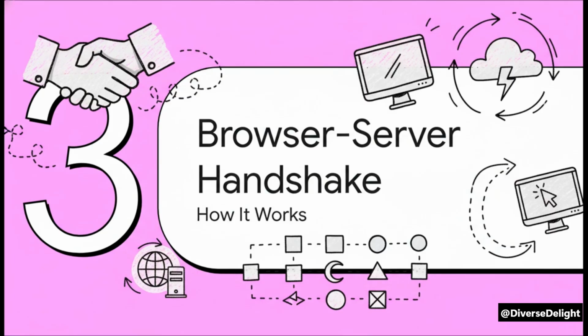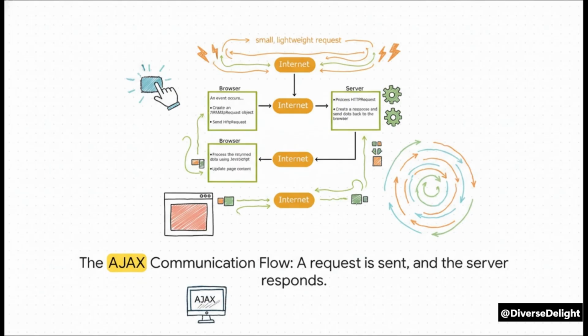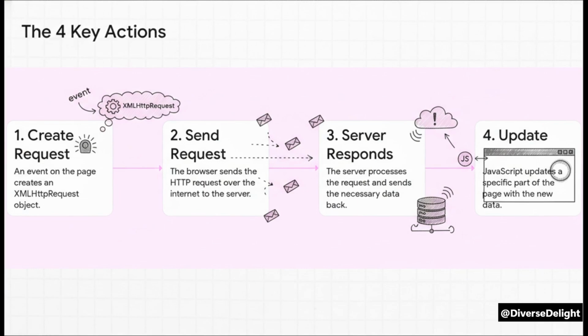Okay, so how does this all work under the hood? Let's take a look at that basic little conversation, that handshake that happens between your browser and the server. This diagram pretty much sums it up. It's this simple, elegant loop. Something happens on your screen. You click a button. Your browser sends this tiny, lightweight request off to the server. The server does its thing, grabs only the data it needs, and sends a tiny response right back. Then, your browser uses that little piece of data to update just one spot on the page. No reload. It's brilliant.